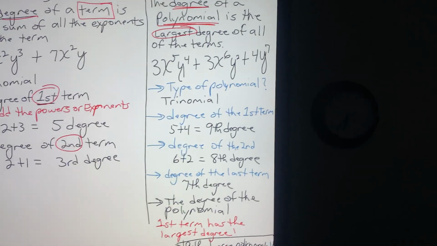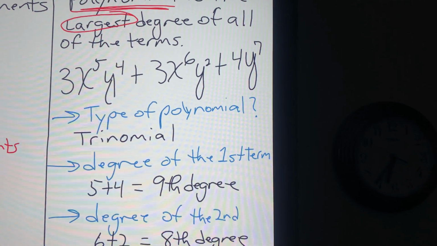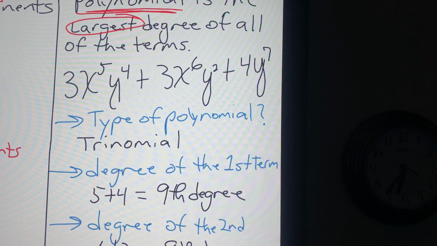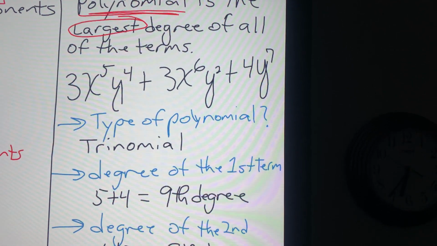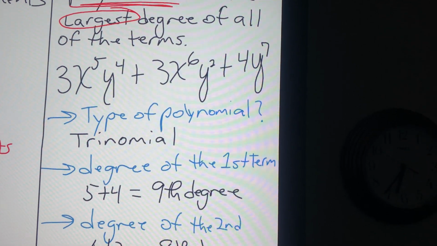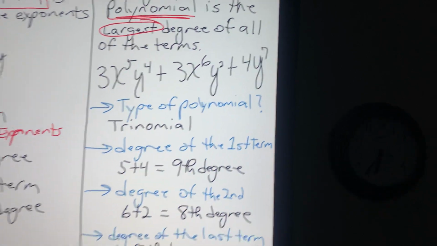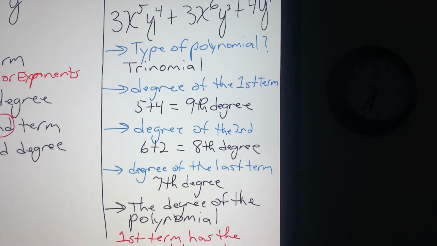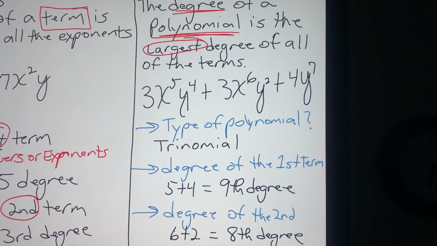So if we look at this example that I have here, we have 3x to the 5th power, y to the 4th, plus 3x to the 6th, y to the 2nd, plus 4y to the 7th power. And it's a trinomial because it has three terms. The terms are separated by plus or minus. So it's a trinomial.